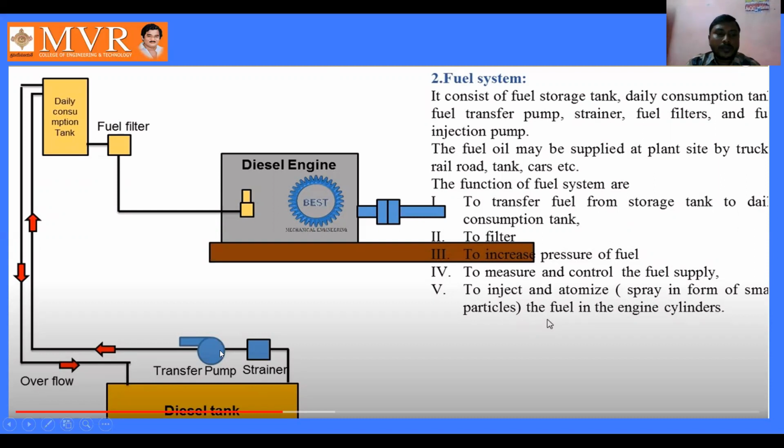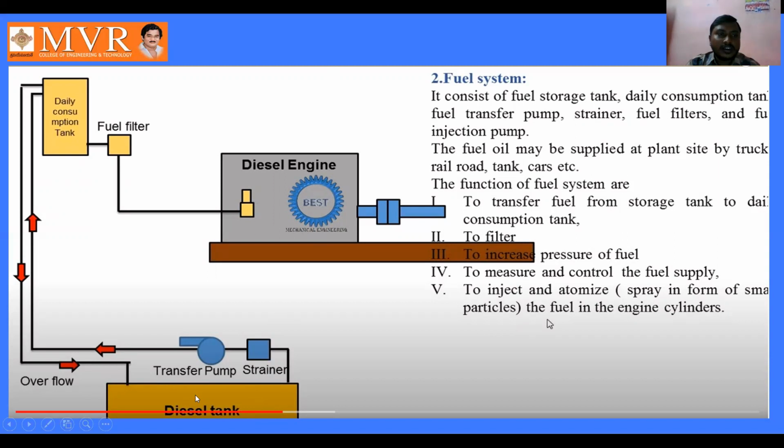From the transfer pump, the diesel is going to be transferred into this daily consumption tank. See here, the diesel from the diesel tank. The fuel may be supplied at plant site by truck, railroad, tank, or cars, etc. By using these trucks, railroad, tank, or cars, we are going to get diesel from various areas, and we are going to store the diesel in this diesel tank.